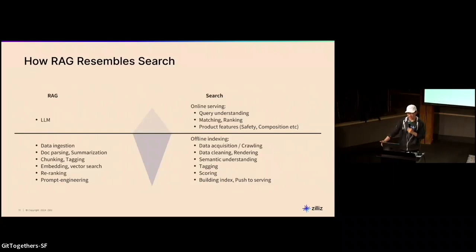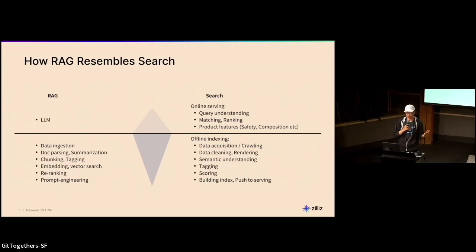On the offline indexing part, for RAG, there's data ingestion, which is how you get the data from the original source of the documents, and then you do good doc parsing, you do summarization, you do some fancy pre-processing other than the most basic chunking and tagging with some kind of metadata.